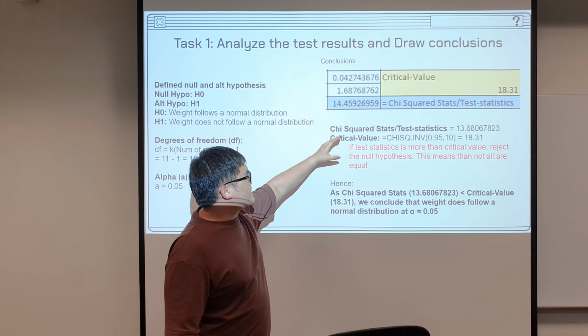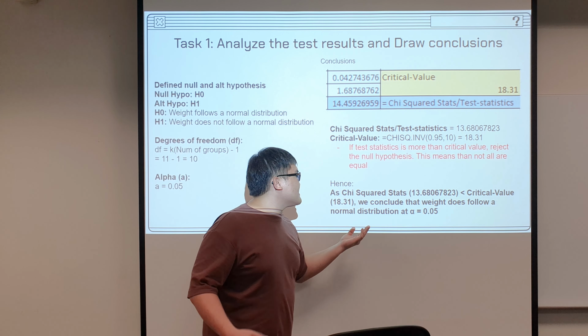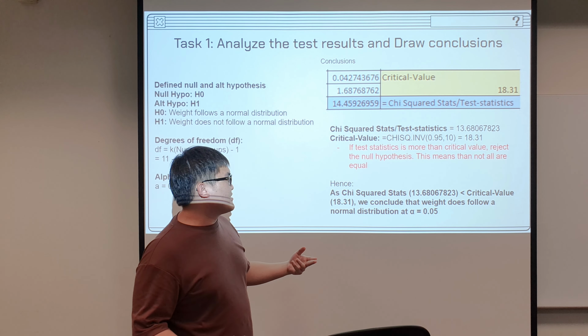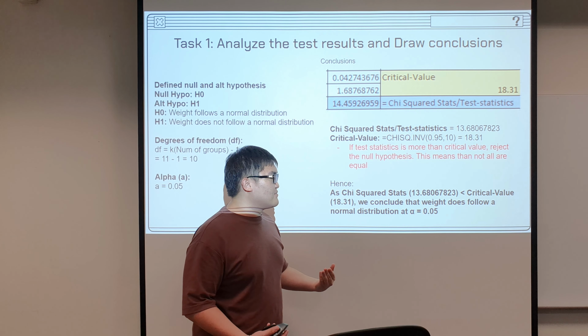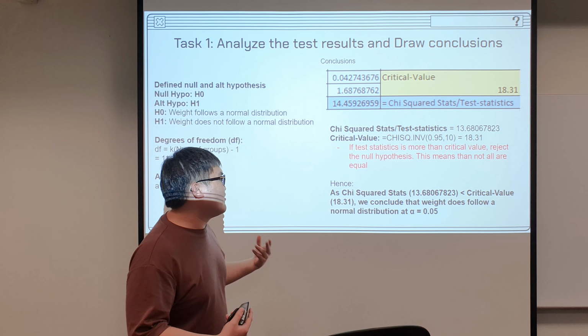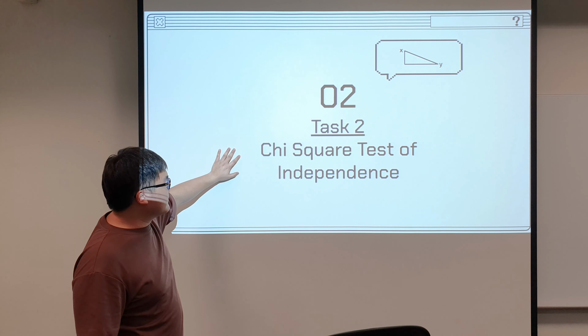The test statistic in this case is 13.68, and the critical value, which is chi-square inverse 0.95 with 10 degrees of freedom, is 18.31. Hence, the chi-square statistic is less than the critical value, so we must conclude that weight does follow a normal distribution at alpha equals 0.05. Moving on to task 2.